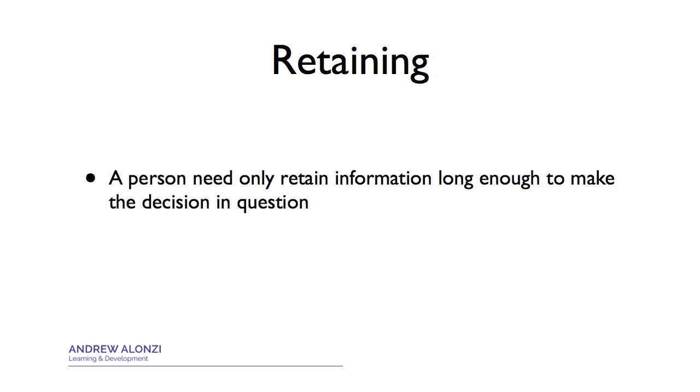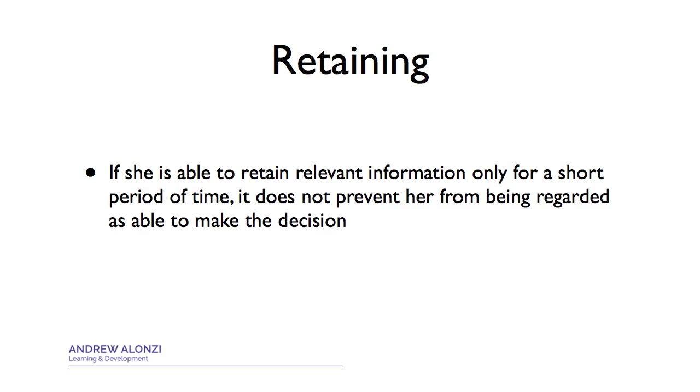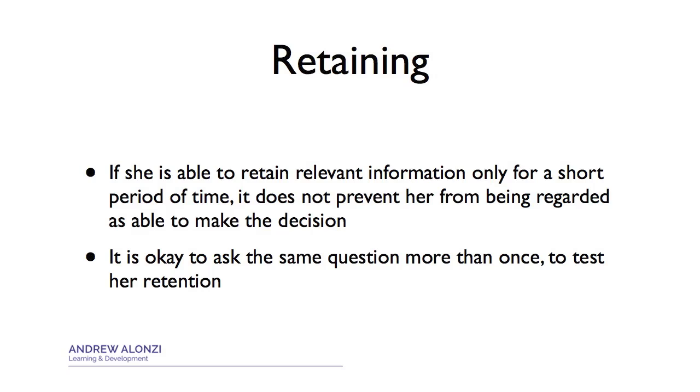When assessing a person's ability to retain relevant information, use whatever strategies you think will help her retain relevant information. For example, notebooks, photographs, or posters, and check her retention during your assessment. Check her retention periodically. If she is able to retain relevant information only for a short period of time, it does not prevent her from being regarded as being able to make the decision. It's also okay to ask the same question more than once to test her retention.